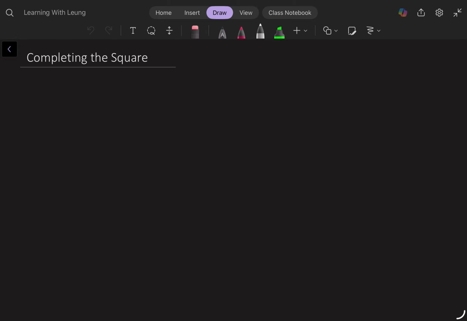And by request from some of the Year 10s is a video on completing the square. So we're just going to do a couple of examples, hopefully to help you see my thought process. I'll lay it all out and we'll go from there.